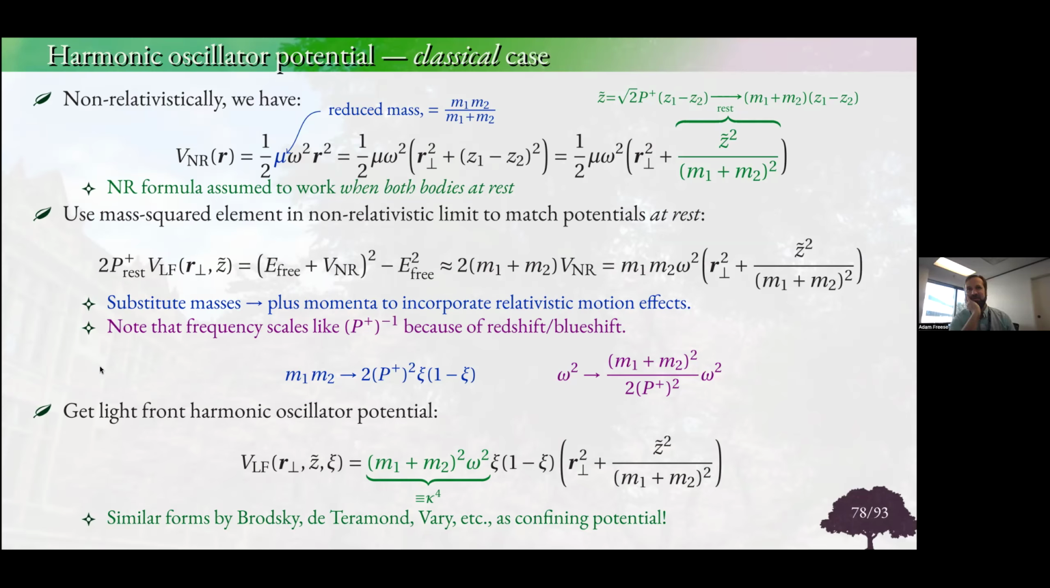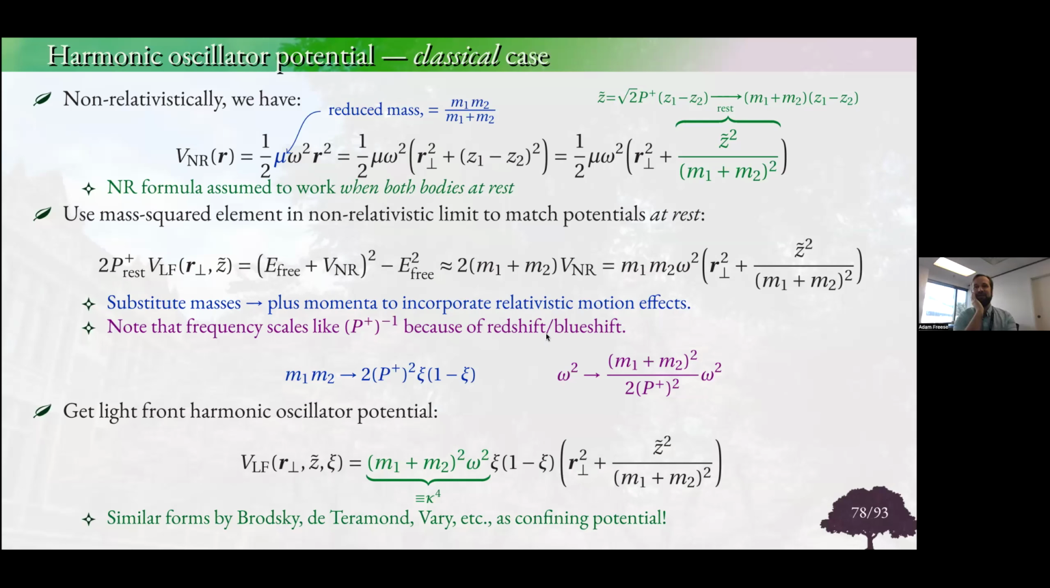Now, this should only work at rest. When your systems are not at rest, things are going to change because of the motion. First of all, in the light front, it's the P plus rather than the mass that serves the role of inertia. So this is going to be one of the hand-wavy steps. We're going to substitute the masses with the plus components of momenta to incorporate effects from relativistic motion. So m1 times m2 should basically be 2 times p1 plus times p2 plus, and xi times big P plus is P1 plus, 1 minus xi times big P plus is P2 plus. So we do this substitution.